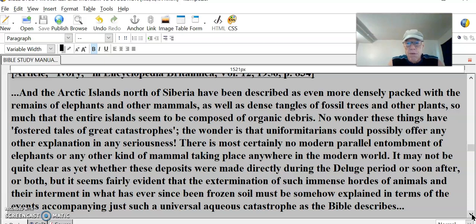There is most certainly no modern parallel entombment of elephants or any other kind of mammal taking place anywhere in the modern world. It may not be quite as clear as yet whether these deposits were made directly during the deluge period or soon after, or both. But it seems fairly evident that the extermination of such immense hordes of animals and their interment in what has ever since been frozen soil must somehow be explained in terms of the events accompanying just such a universal aqueous catastrophe as the Bible describes.